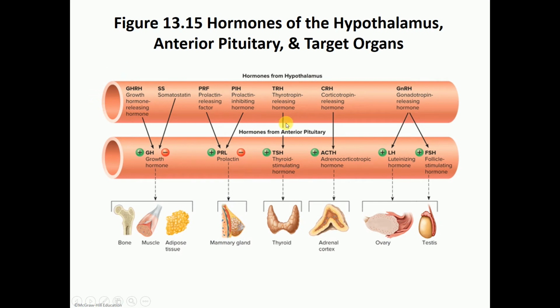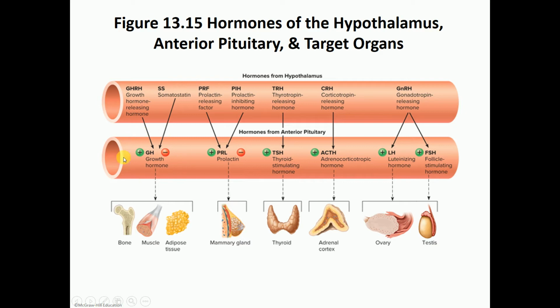Now, if you look at this image, this is a very important image. I would definitely recommend printing this slide out and going back to it as a reference. That upper bar represents the hormones coming from the hypothalamus. That lower bar represents the hormones that are released from the anterior pituitary. And these are the target cells of the hormones of the anterior pituitary gland. So let's take a look first off at what's going on right here.